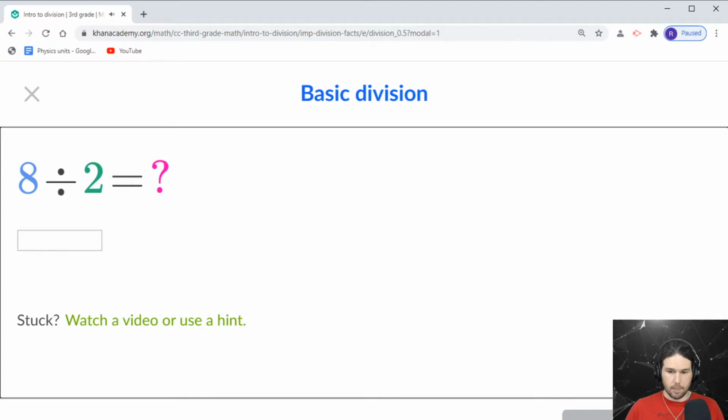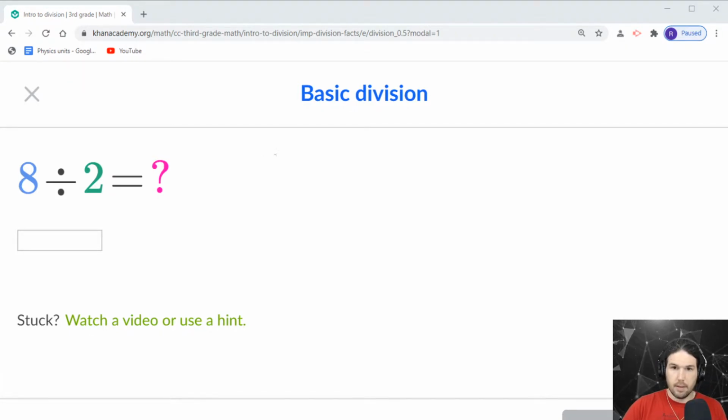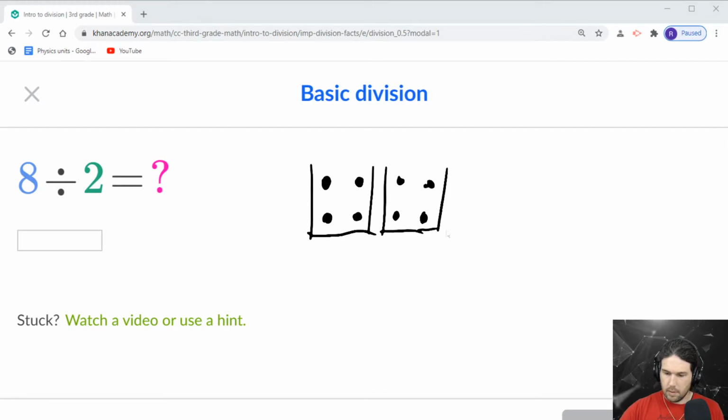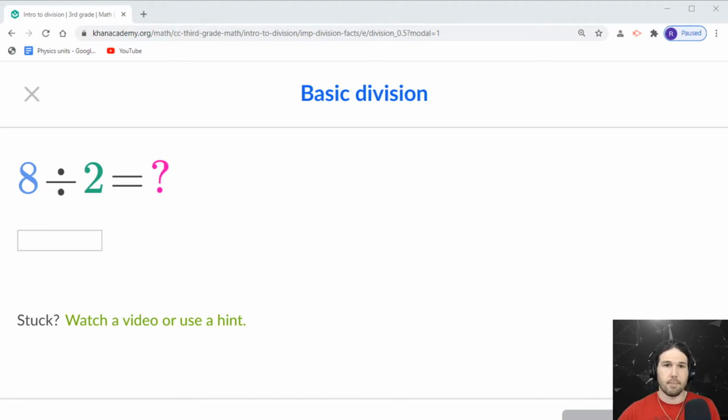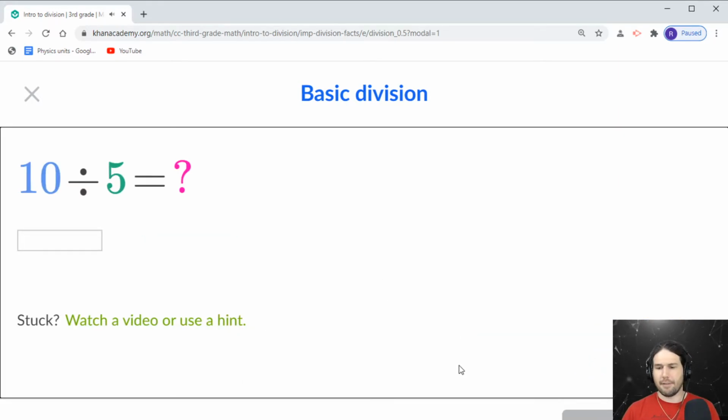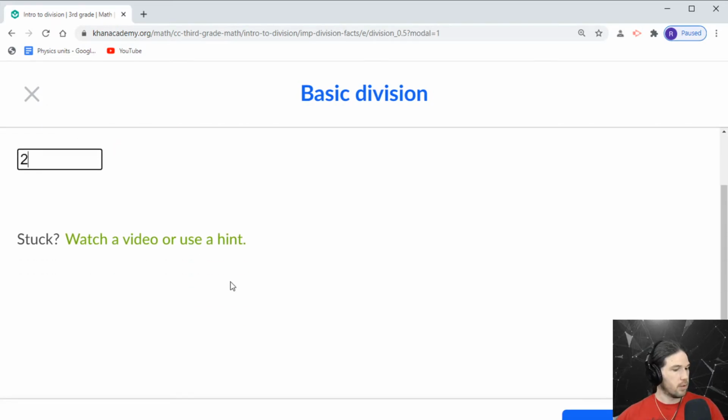8 divided by 2. If I have 8 dots, 1, 2, 3, 4, 5, 6, 7, 8, and I want to break them up evenly into 2 groups, each group will have 1, 2, 3, 4 in it. 8 divided by 2 is 4. 10 divided by 5. If I have 10 circles that are in 5 rows, each row would have 2 circles.